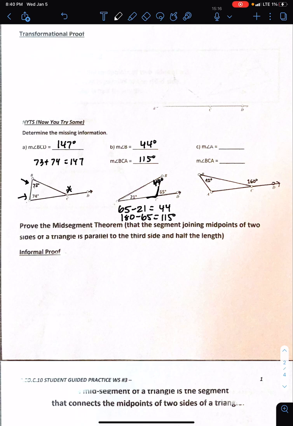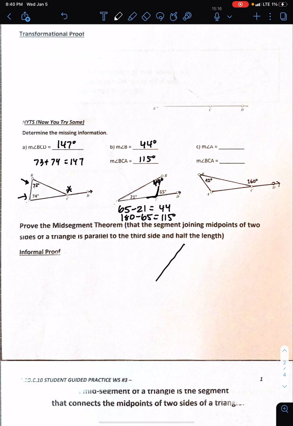All right, and I'm sure you can figure out measure of angle A and measure of angle BCA on example C. All right, so now let's look at one other theorem here, still on page 79. Let's look at the mid-segment theorem. That states that the segment joining the midpoints of two sides of a triangle is parallel to the third side and half the length of the third side.